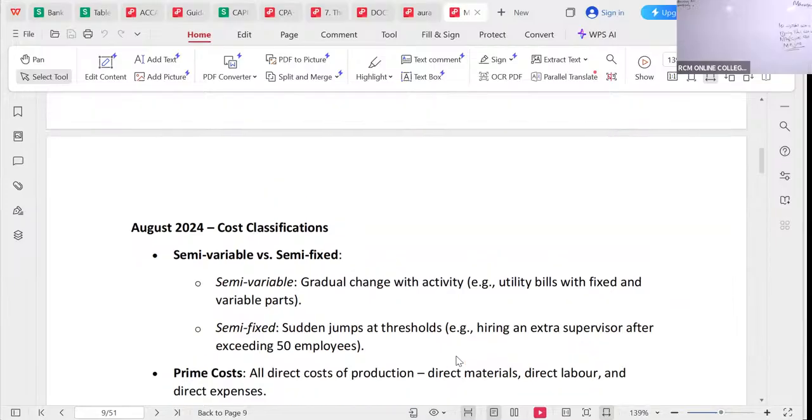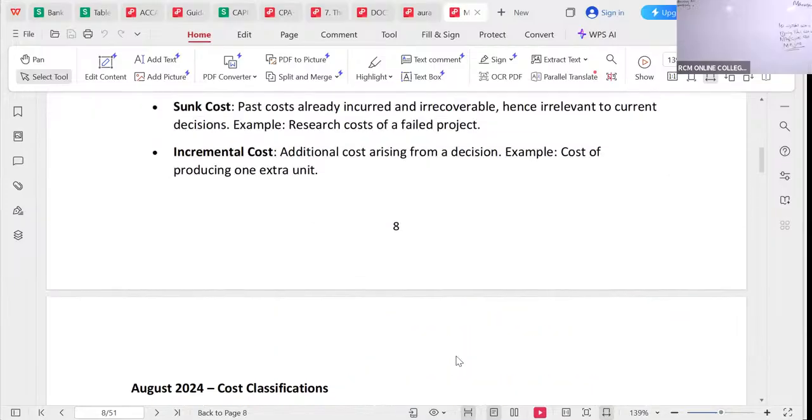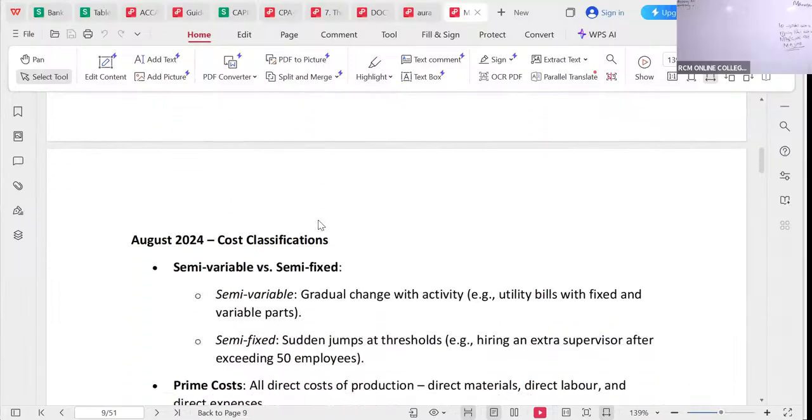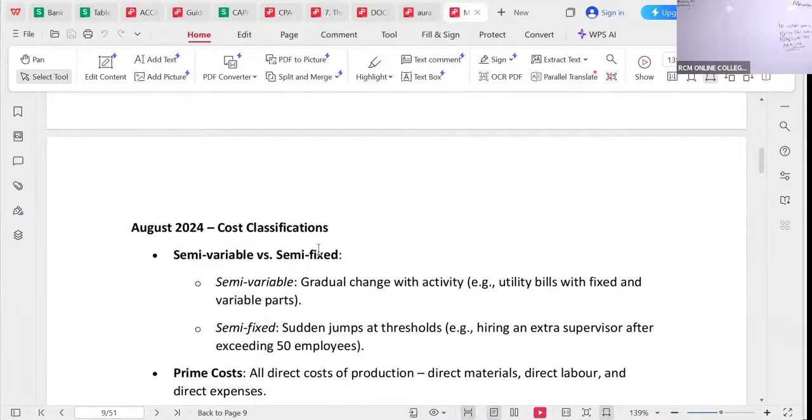So that is an incremental cost, additional cost arising from a decision. Example, cost of producing one extra unit. Let's go to the next one, August 2024, cost classifications. I will not look at this semi-variable. I've really explained this severally.